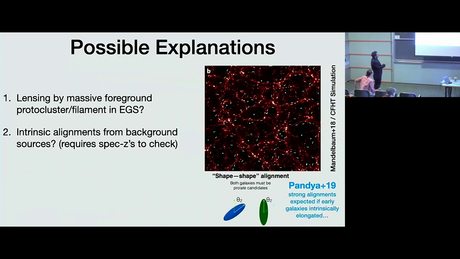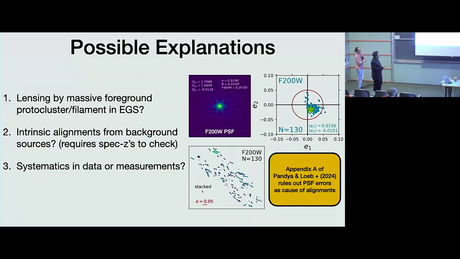Another explanation is that this could be the discovery of intrinsic alignments that we're hoping to look for. People have been trying to find them for the past 20 years or so. So we need more work on this with spec-Zs. And then systematics is another thing, of course. So here we have a very careful appendix where I basically use the stars as a null test. So the stars should not be sheared, stars should not be aligned, and so we check that, and we think we rule out PSF as the cause of the alignments.